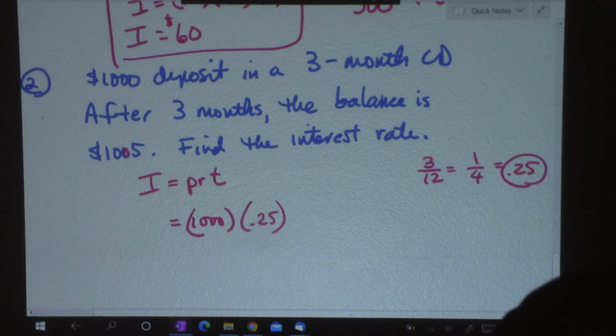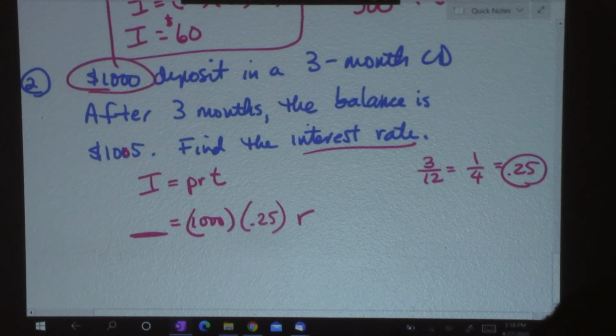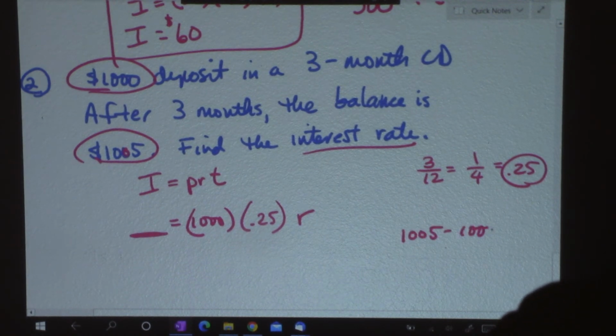$1,005. Okay, and I'm trying to find the interest rate. I don't know that. So I need I here, don't I? What is the interest I've earned? Well, I have some clues. I started with $1,000, and after 3 months, I had $1,005. So what's the difference? The difference is $5. So my interest that I've earned so far is $5.